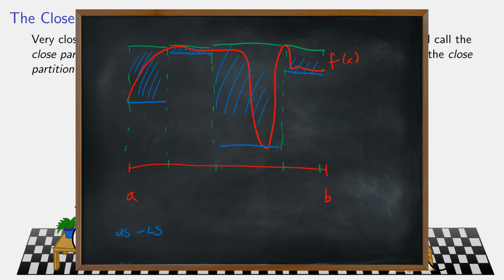But if I change the partition, so now instead of using the partition that I initially put down here, what we're going to do is change the partition by making it much, much finer. Now if I change the partition to be much, much finer, so now it has way more points in it, the norm of the partition is now much smaller.